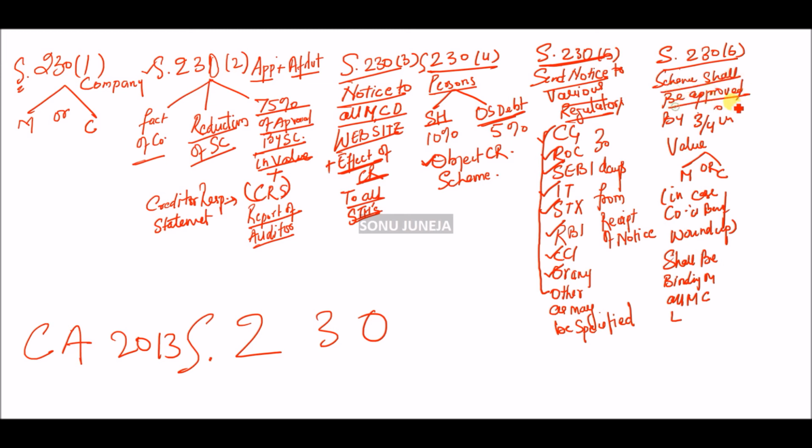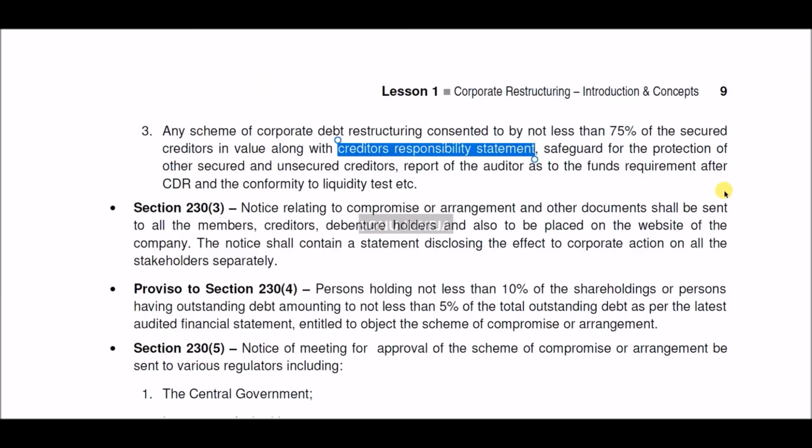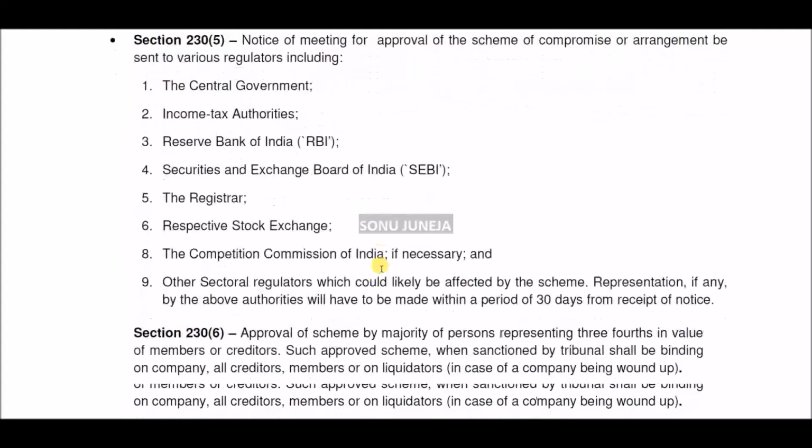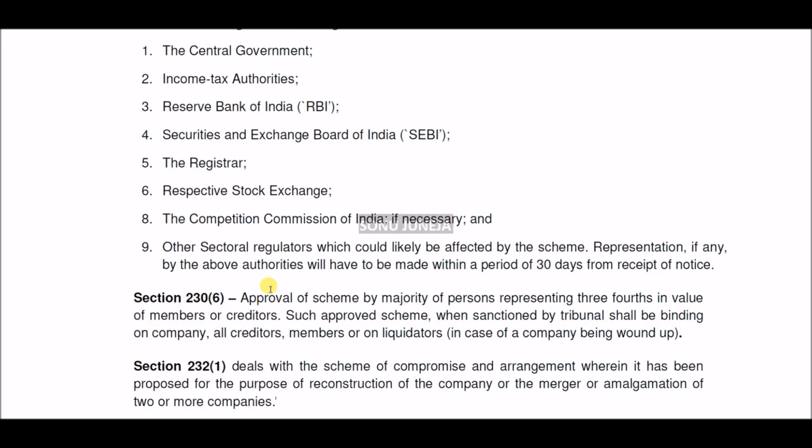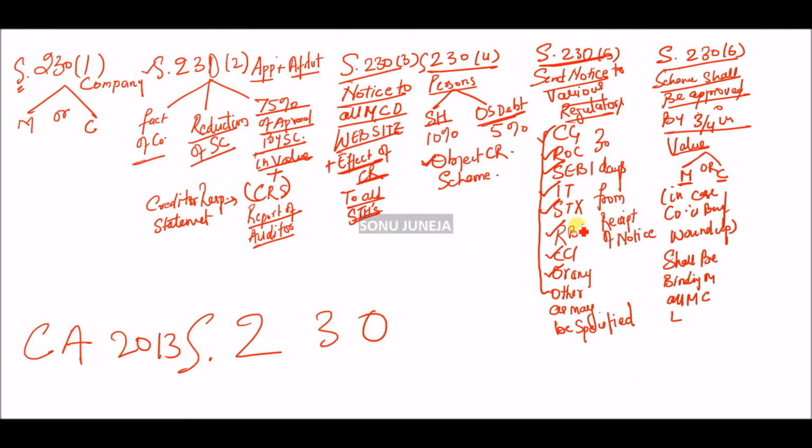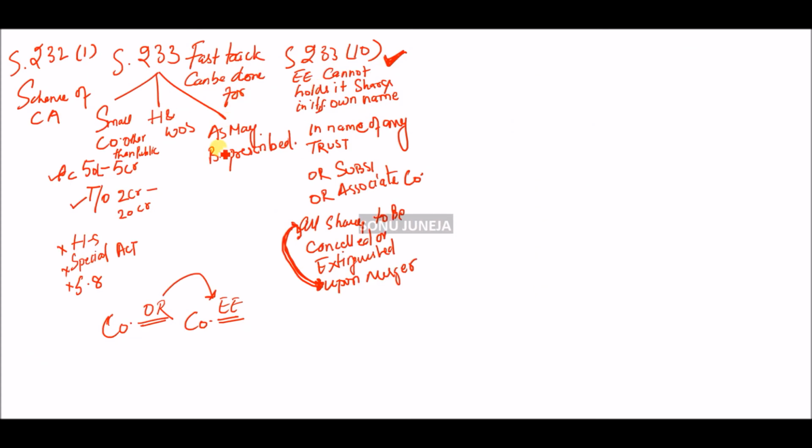स्कीम शैल बी अप्रूव्ड बाय 3/4 इन वैल्यू मेंबर और creditor, member or creditor in case company is being wound up. और एक बार ट्रिब्यूनल ने अप्रूव कर दी तो स्कीम जो होगी shall be binding upon member, creditor और liquidator. The next thing you have to deal with is section 232 subsection 1.